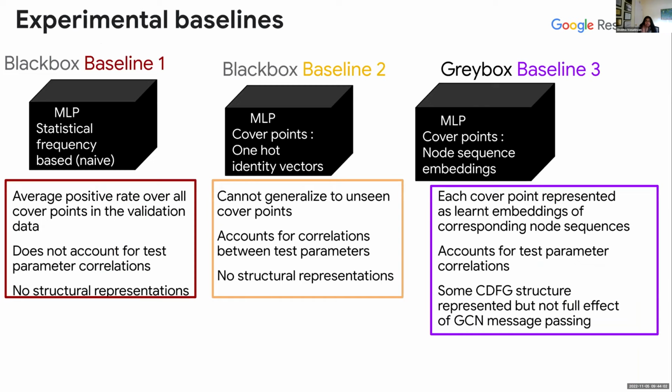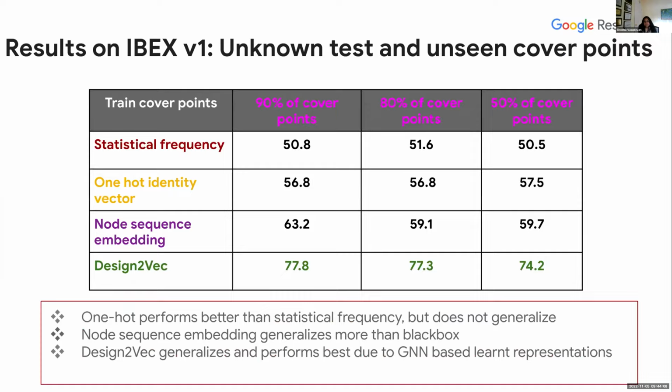And we tested it on multiple designs. Some of these are RISC and RISC-V designs, and some of these are internal designs, the TPU designs within Google. What we found was that for the RISC architectures, for an unseen test and an unseen cover point, Design2Vec, this last one, that is our tool. That's the one that we placed that bet on. That one generalizes and performs best due to the GNN-based learned representations.